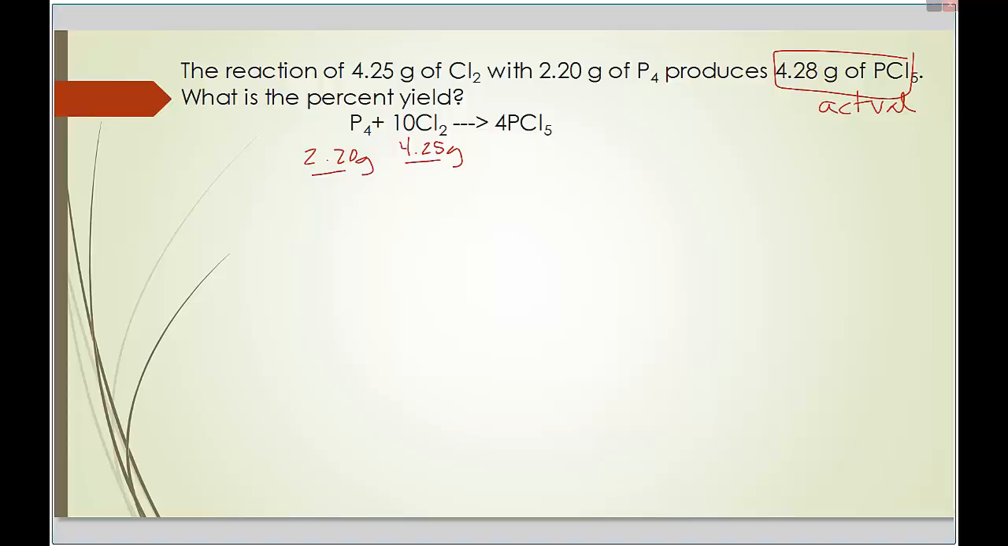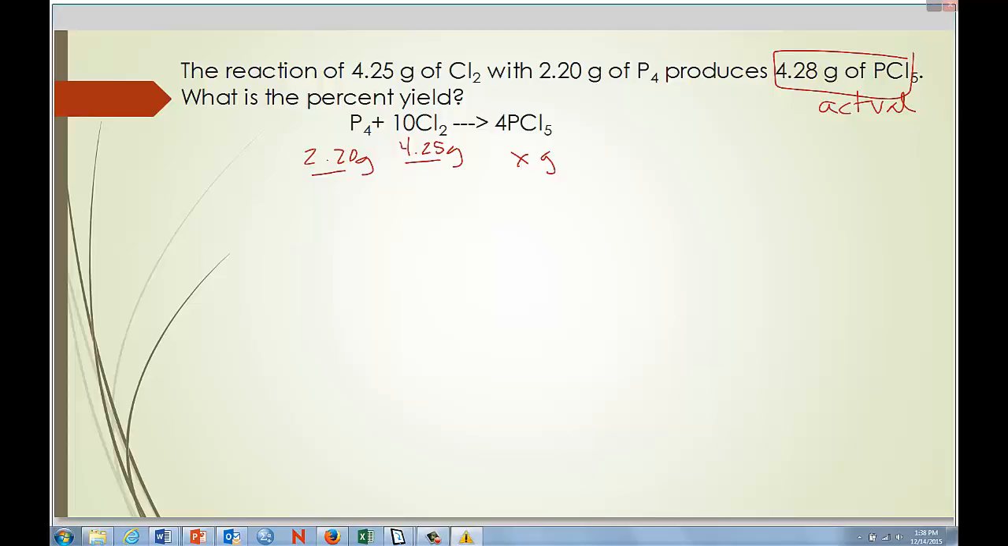Whatever smallest is going to be your actual theoretical yield. Whichever one was bigger is excess reagent, and you have more left over. You have excess of that. Look at this as two different stoichiometry problems in one. So you're going to do stoichiometry with the P4, and then stoichiometry with the Cl2, and then compare the two answers. So we'll start with the phosphorus.